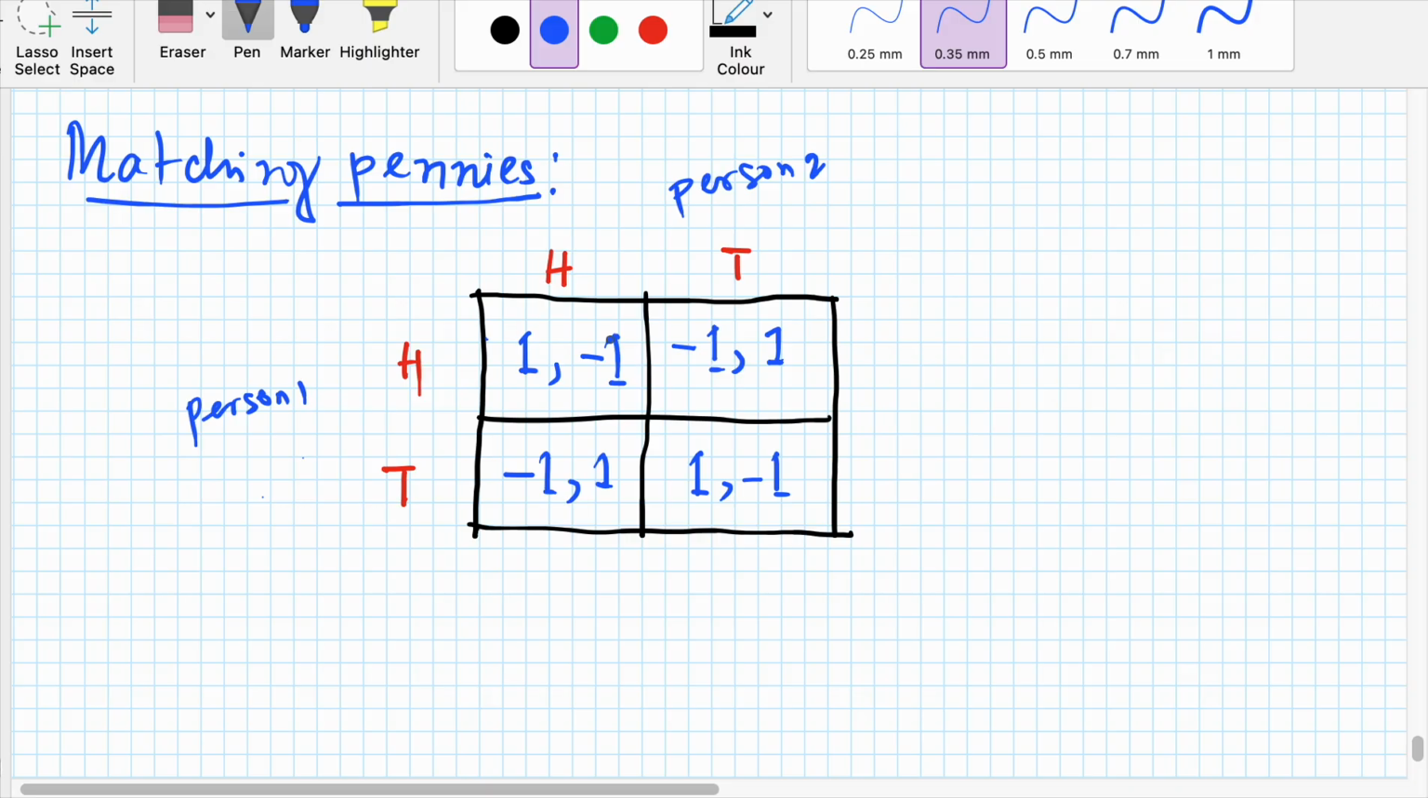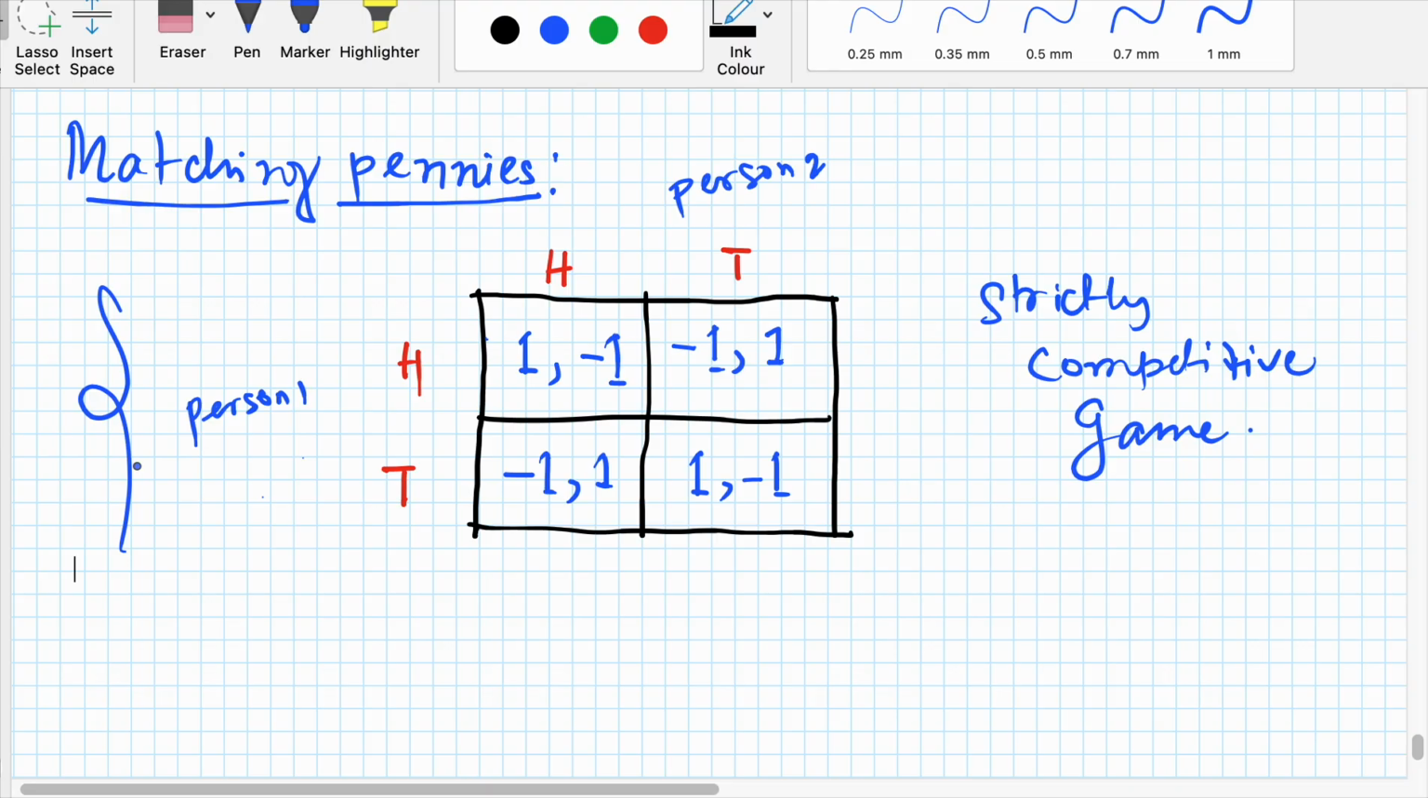Now you can see that the preference of player 1 is strictly opposite of the preference of player 2, and one's payoff can be represented in terms of the negative sign. So this is called a competitive game, a strictly competitive game. And we have seen an example in the previous lecture of how one can think about the solution concept in general in this game.